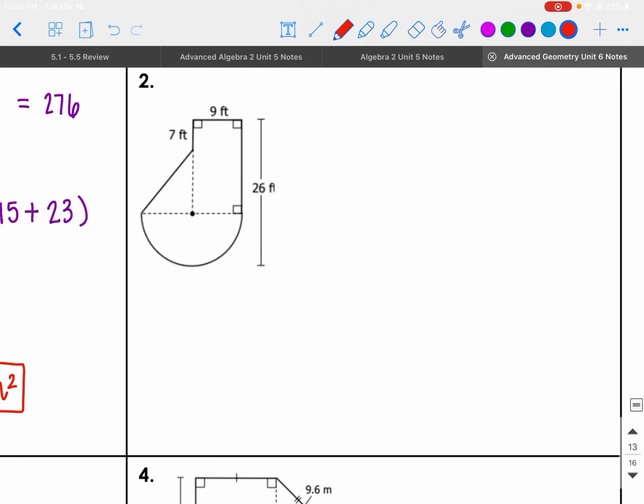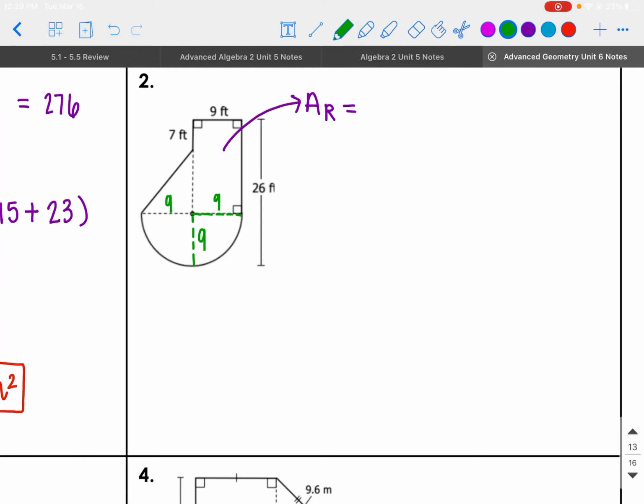Number 2, we have a rectangle, triangle, and half of a circle. So for the rectangle, area of the rectangle, all right, let's see. So, some things we need to look at. This length is 9, right? That would be the radius of the circle. That means that this right there is also 9, because the radius can go from the center anywhere out, which means that that over there is also 9.